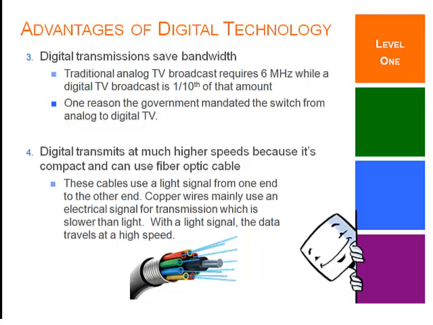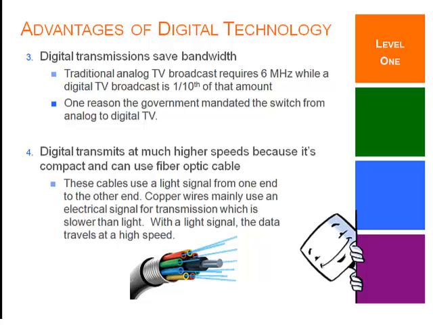Another advantage of digital technology is that they can save bandwidth. A traditional analog TV broadcast requires 6 megahertz, while a digital television broadcast is 1/10 of that amount. This is one reason why the government mandated the switch from analog to digital television.